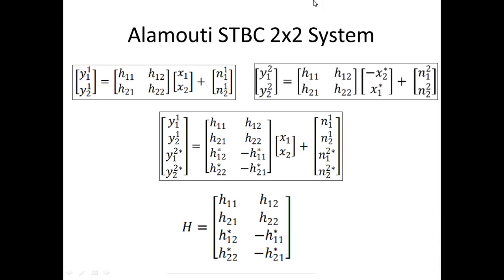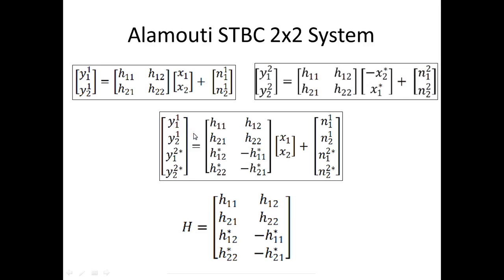In time instant 2, the received symbols are Y12 and Y22 at receiver 1 and receiver 2 respectively, taking the assumption that the channel remains constant during the time intervals, and according to the Alamouti scheme, the signals which are transmitted in time instant 2 are minus x2 conjugate and x1 conjugate. N12 and N22 are the received noise powers at time instant 2.